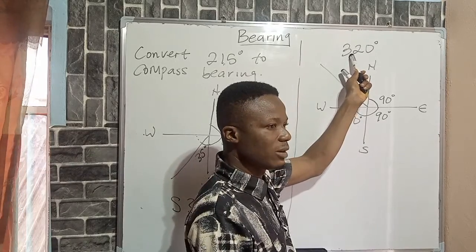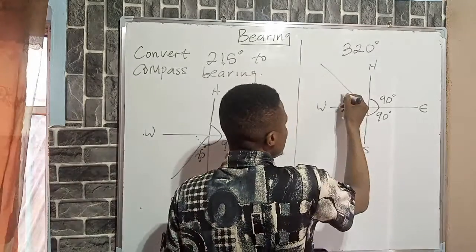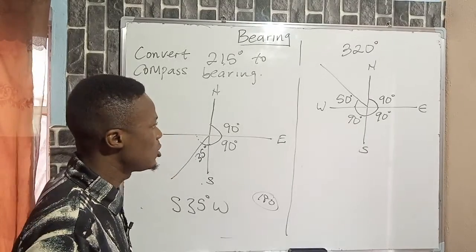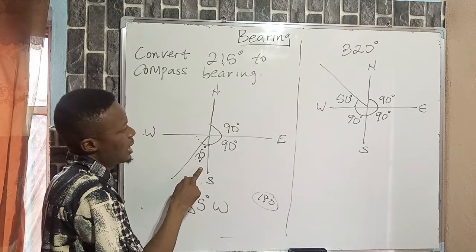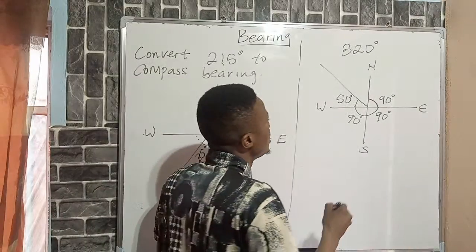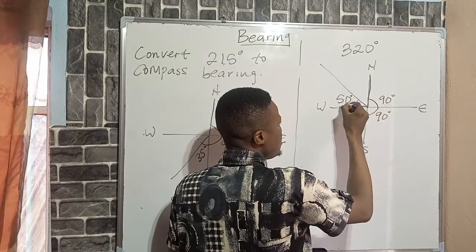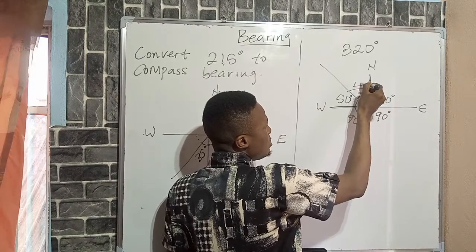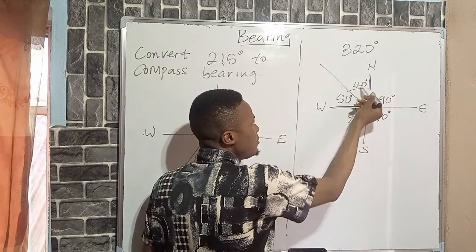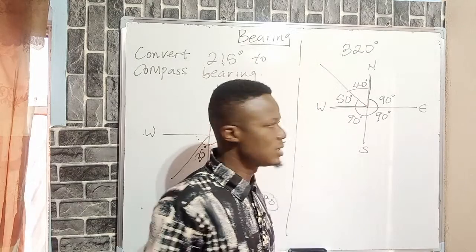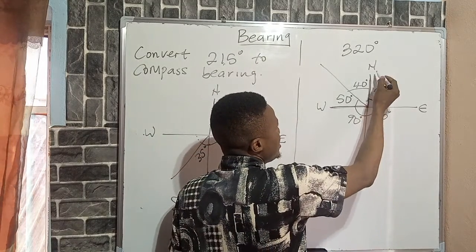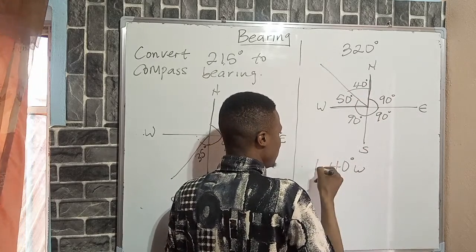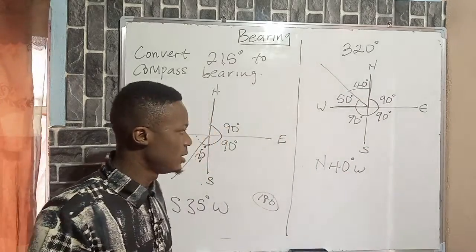Therefore, remove 270 from 320 degrees. Here we'll be left with 50 degrees. But remember the rule. The angle you are taking must be the one that is attached to the south or attached to the north. And remember, this is a quadrant of 90 degrees. And having removed 50 from the quadrant, the angle attached to the north here will be 40 degrees, in such a way that 50 plus 40 will give you 90 degrees. Therefore, since 40 is attached, we'll have it as 40 degrees west of north. 40 degrees west of north. That is the equivalent in the compass bearing.